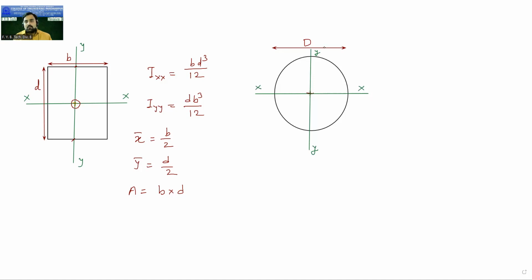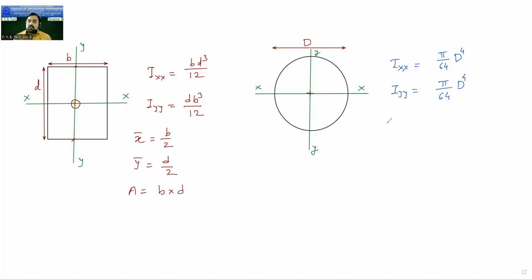Now for circle, Ixx and Iyy. Circle is a figure which is symmetric about any axis. The formula for Ixx is pi by 64 d raised to 4, where d is the diameter of the circle, and for Iyy it is also the same, pi by 64 d raised to 4. So Ixx and Iyy both are the same.